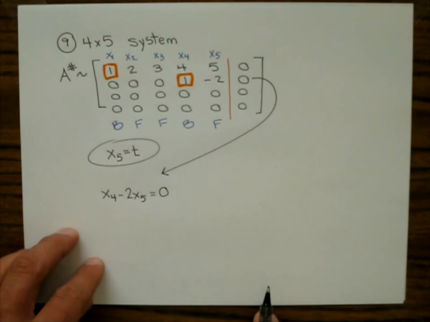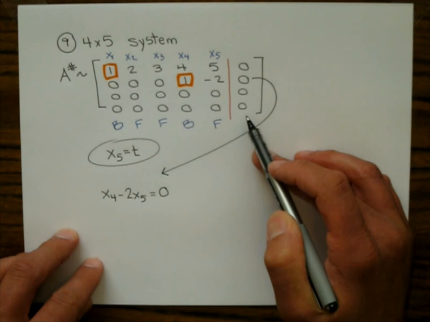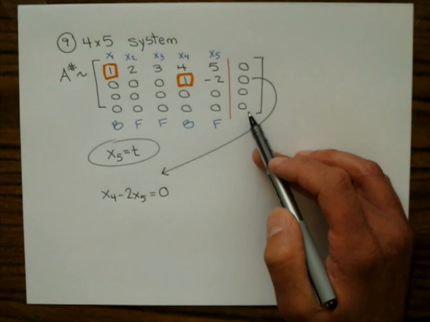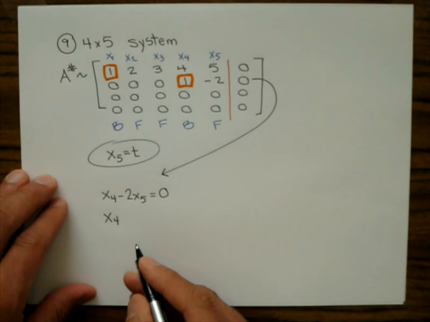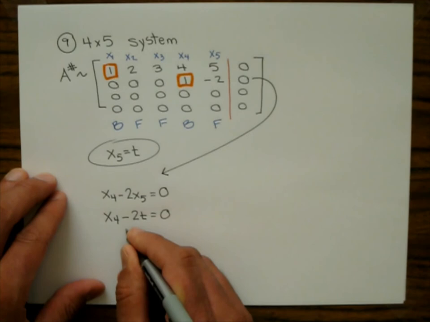By the way, this system has all zeros on the right-hand side. It's called homogeneous. And if you remember the theorem, the homogeneous solution will contain the trivial solution, which would be 0, 0, 0, 0, 0. Some of you are like, gee, thanks for pointing that out in the video. So x4 minus 2t equals 0. So it looks like x4 equals 2t.